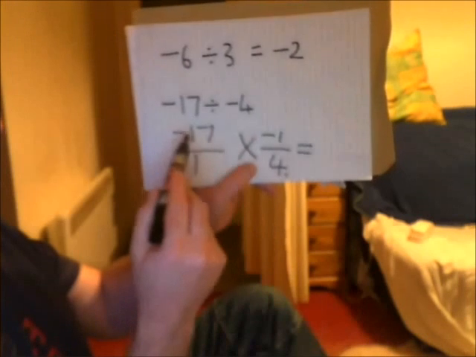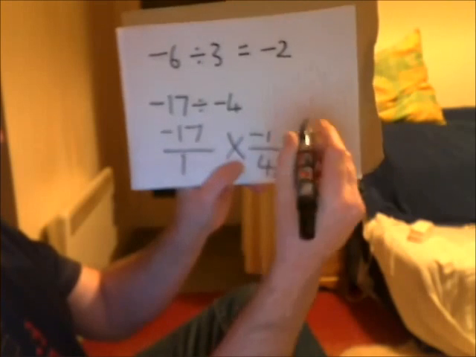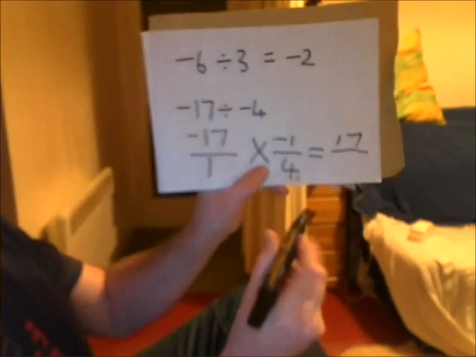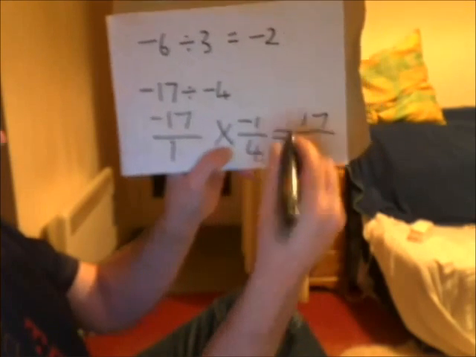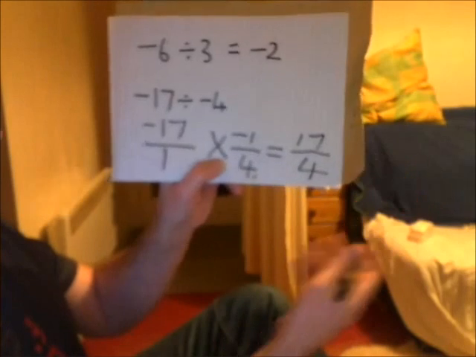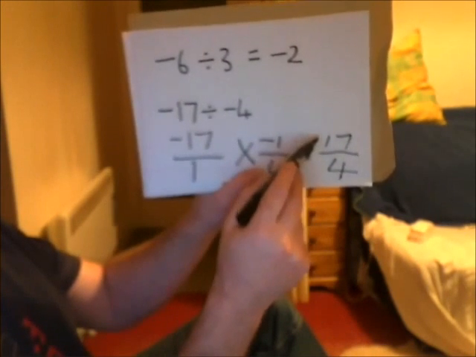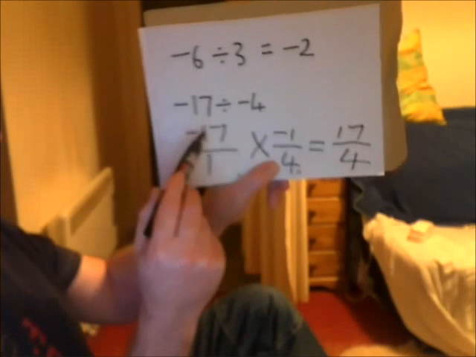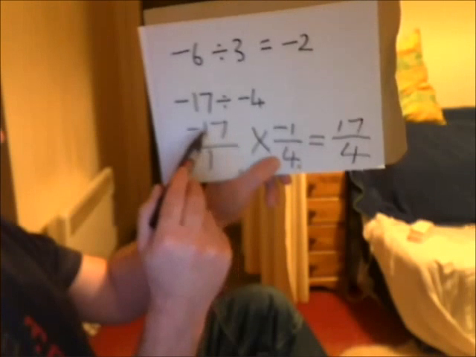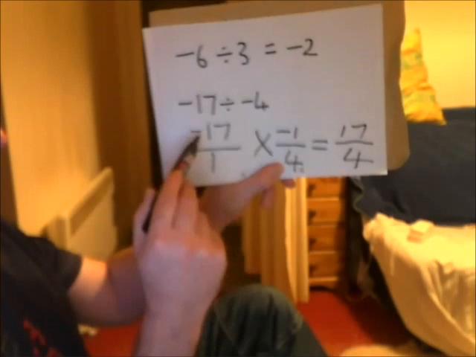Right? Then it's 17. Just forget about the negatives just now. What's 17 times 1? 17, right? What's 1 times 4? I think we all know that one. Forgive my writing. Now, we don't have to add any negative there because, don't forget, we're dividing a negative by a negative. And that's the same rule when you're multiplying a negative by a negative.